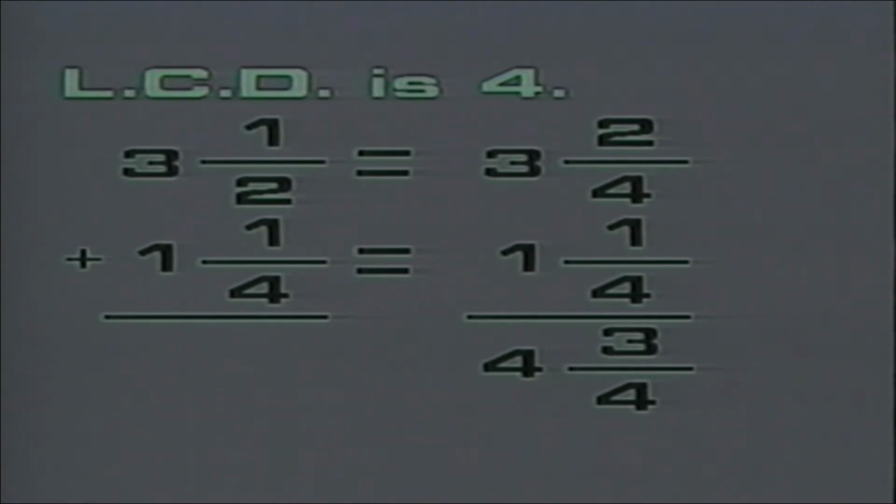Add the whole numbers. 3 plus 1 equals 4. Then add the fractions. 2/4 plus 1/4 equals 3/4. That's 4 and 3/4 dozen donuts.